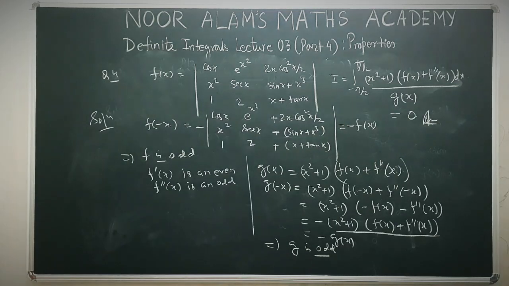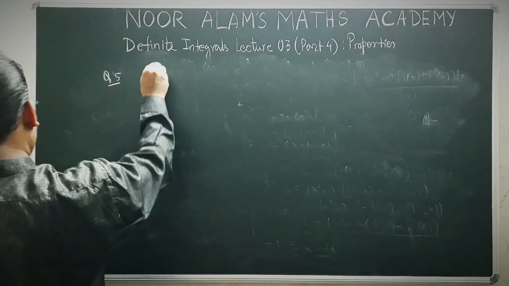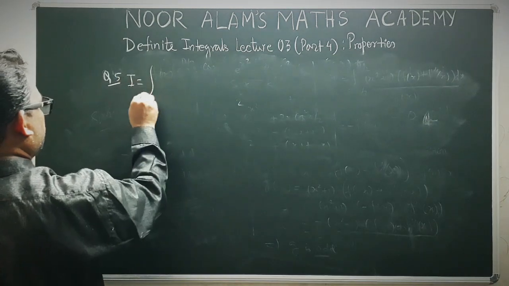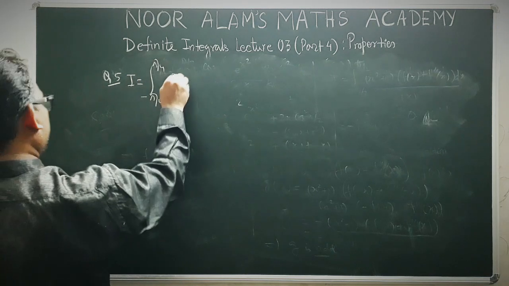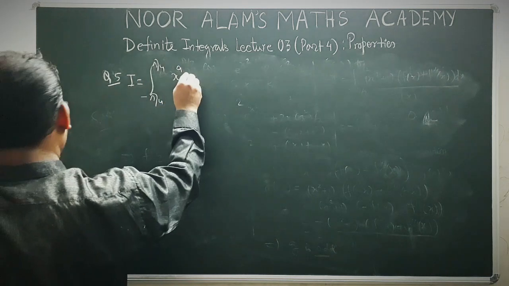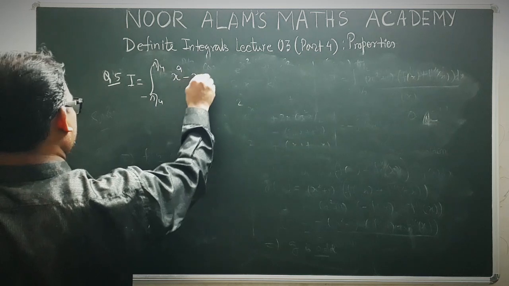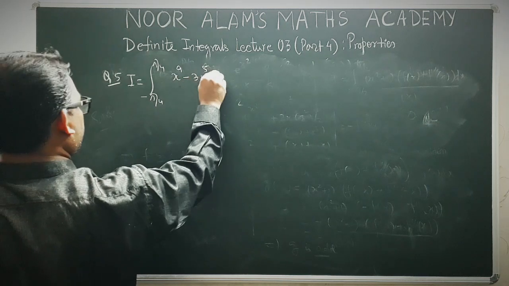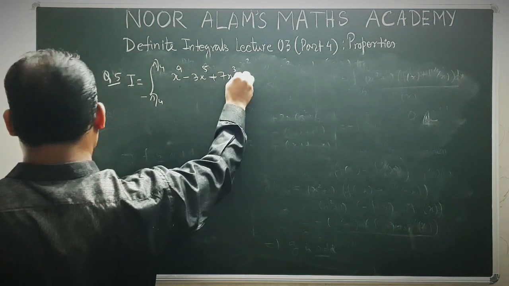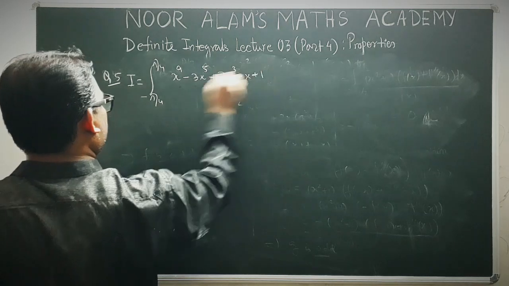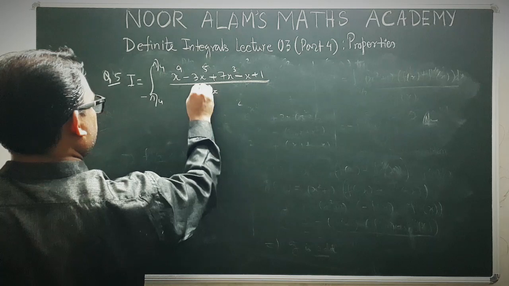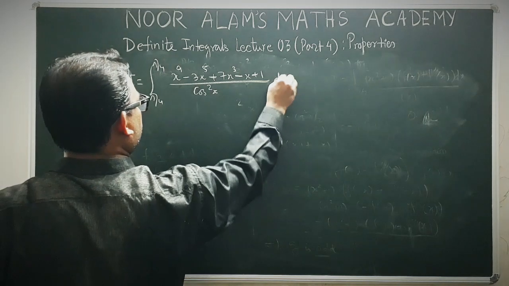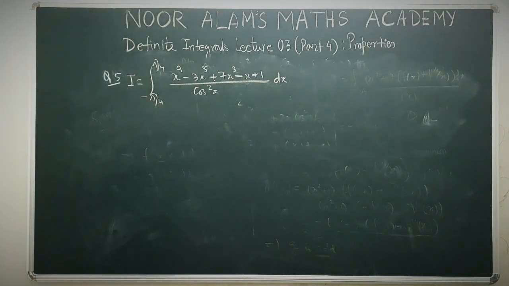Okay, now we do one more problem. The integral I is given from minus pi by 4 to pi by 4. In the numerator we have x power 9, 3x power 5, 7x cube, then minus x plus 1, divided by cos square x, dx. So now how can we integrate this function?